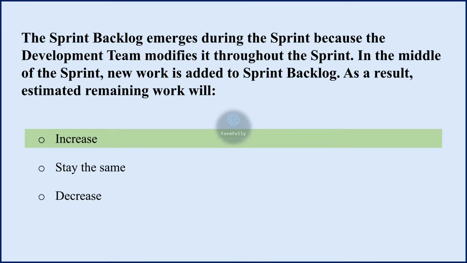When new work is added to the sprint backlog in the middle of the sprint, it means that there is additional work to be done that was not originally planned during sprint planning. As a result, the estimated remaining work, which represents the work that still needs to be completed in the sprint, will increase.